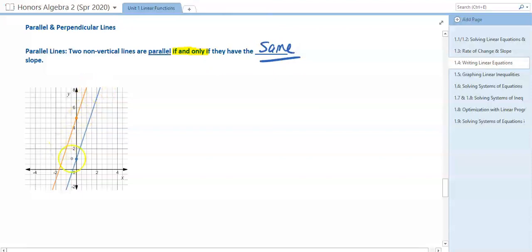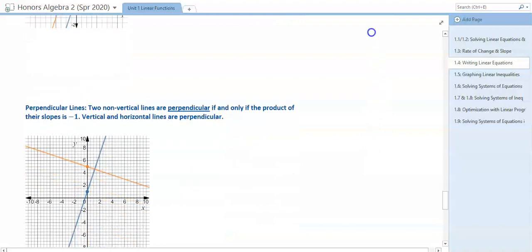And so we look at those two lines, and if we actually look at the equation of these lines, this one is y is equal to 3x plus 5, and the blue line is y is equal to 3x plus 1. The slopes are the same. The y-intercepts are different when we look at parallel lines.